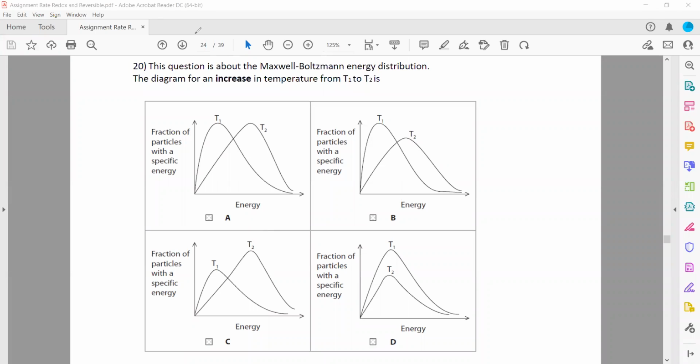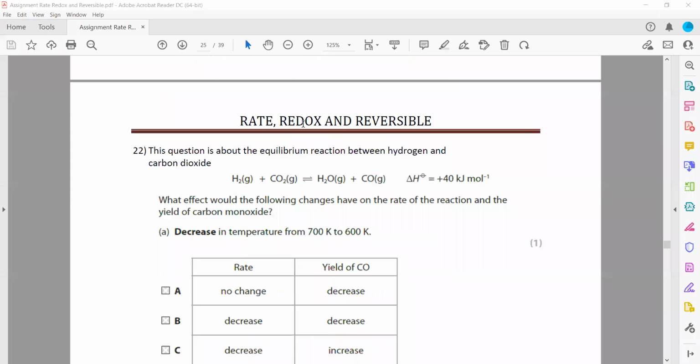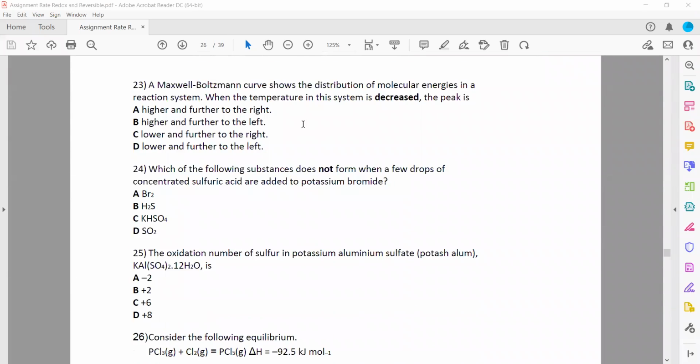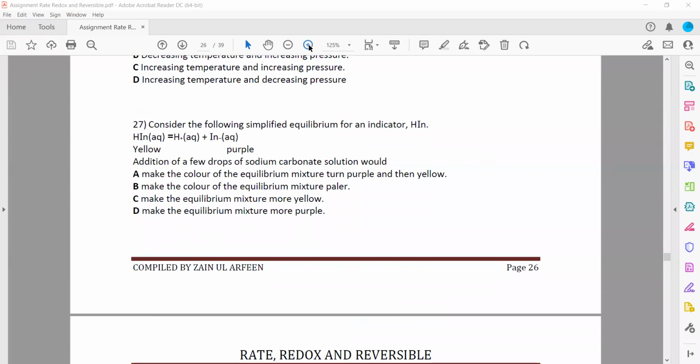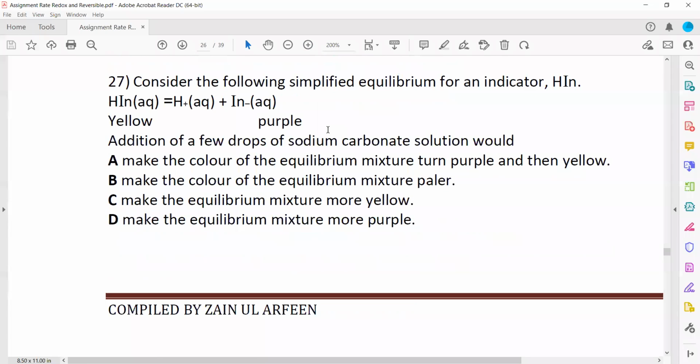Next is question 27. Consider the following simplified equilibrium for an indicator. With the addition of a few drops of sodium carbonate, what will be the effect? You have to first identify which reagent it reacts with. Sodium carbonate will produce sodium ions and carbonate ions, and carbonate can react with acid.